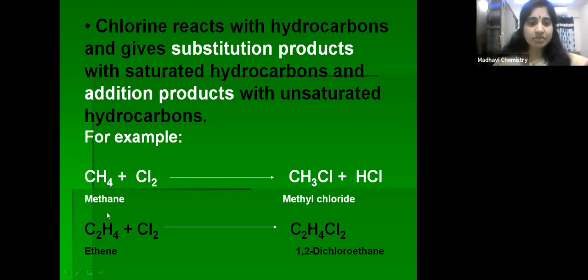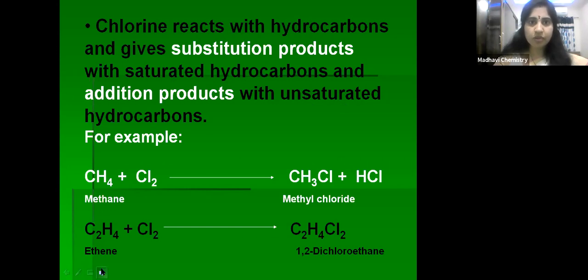If we consider an unsaturated hydrocarbon like ethene, in ethene, between carbon and carbon there is a double bond. So then what happens? An addition reaction will take place. So chlorine gets added at the double bond, one bond will break and chlorine gets added at both carbons and we'll get 1,2-dichloroethane. C2H4Cl2 is called 1,2-dichloroethane. Very simple, children. Chlorine when it reacts with saturated hydrocarbons will give a substitution product, and if it reacts with unsaturated hydrocarbons will give the addition product.